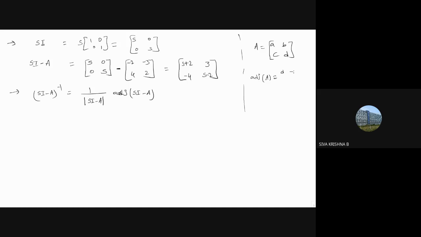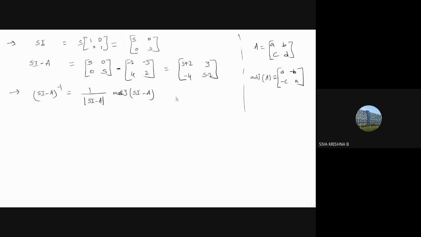D minus B minus C A for 2 by 2. This is just replace these two and apply negative to these two. D minus B minus C A. Okay now.